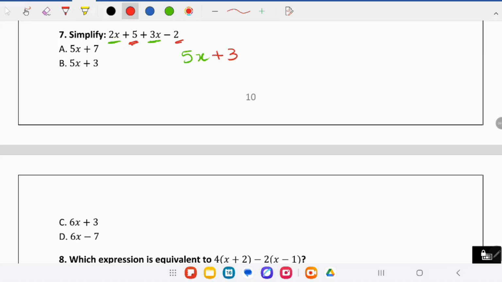Because 5 is a bigger number, with my answer, I write the sign of the bigger number. So 5x plus 3, option B. I'm going to choose this option here.